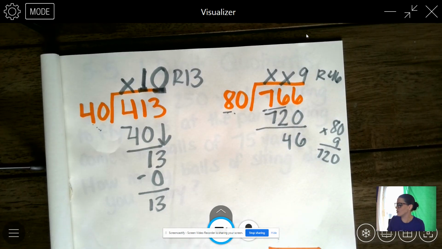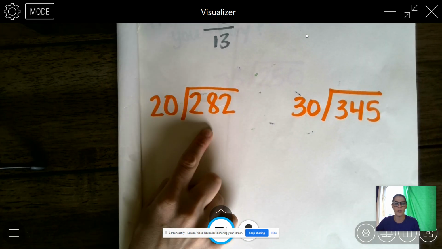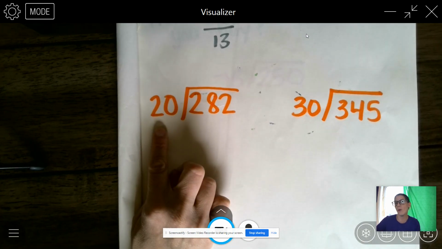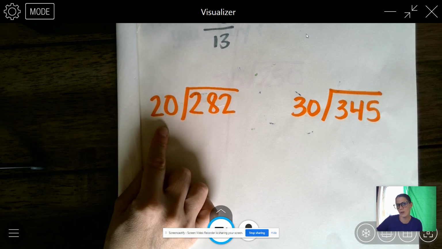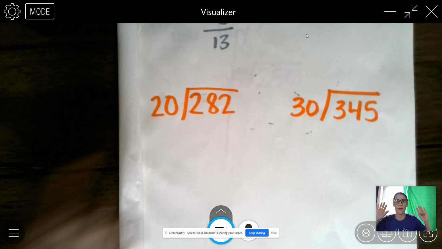The next problem I want you to try on your own. It's going to be 282 divided by 20. So take a minute, pause this, and then I'll show you what you do. So go ahead and hit pause and try to solve this one on your own.